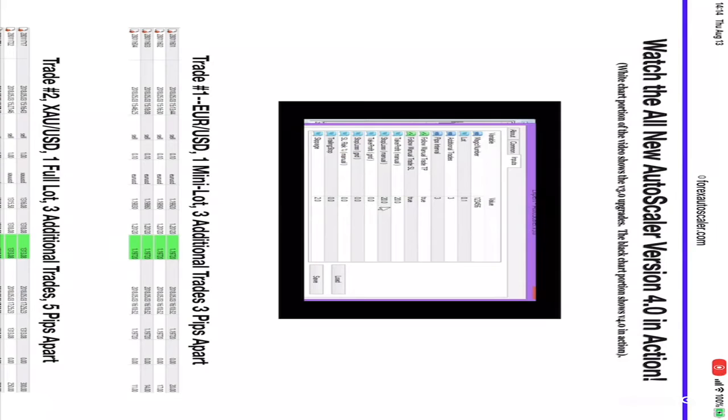I'm using a 20 pip take profit, 20 pip stop loss. This is just for demonstration purposes only. Normally I would take a little bit more take profit and a lot less stop loss to give myself a better risk reward ratio, but I'm just using this for demonstration purposes. So anyway, those are the settings.